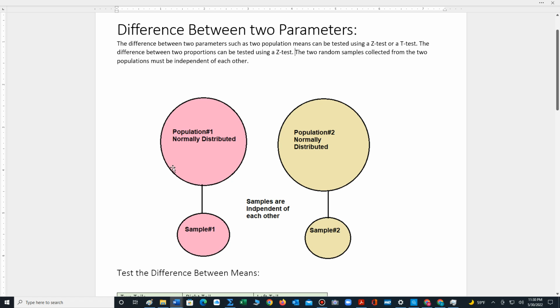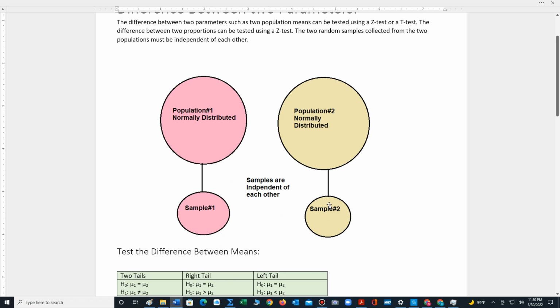We begin with two populations, and we will compare a parameter from the first population, either a mean or a proportion, with a parameter for a second population, which is either a mean or a proportion. We collect samples from each population. We have to ensure the samples are independent of each other, meaning they have no values in common.